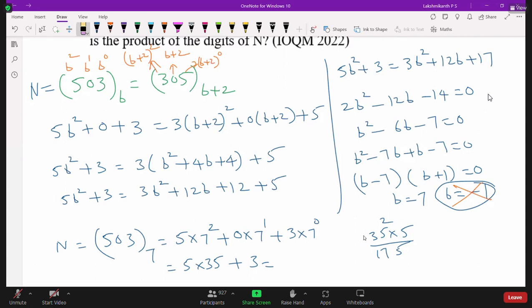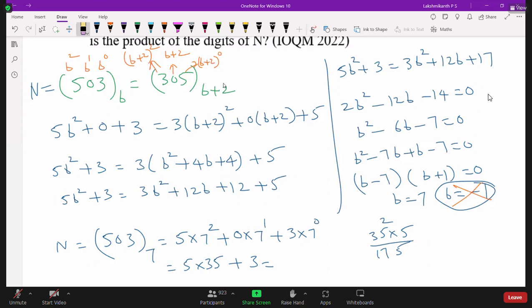Okay, 5b square plus 3 into b plus 2 whole square. Okay, 3b square plus 12b plus 12 plus 5. So here you will get 2b square minus 12b minus 14. So b square minus 1. Okay, b is equal to 7.